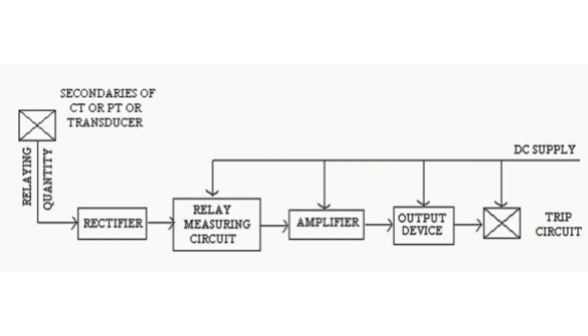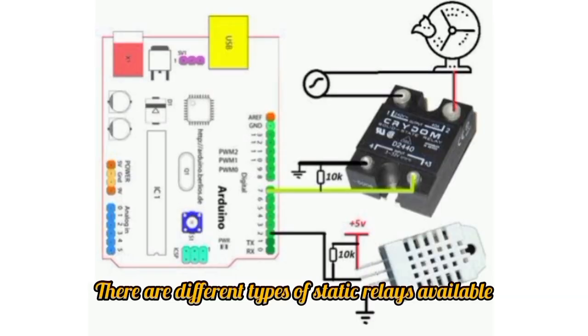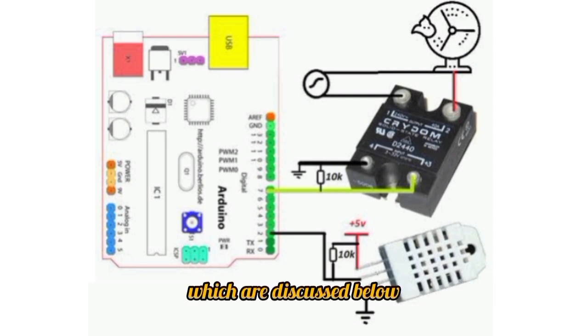Static relay types. There are different types of static relays available which are discussed below: electronic relays, transductor relays, transistor relays, rectifier bridge relays, Hall effect relays.